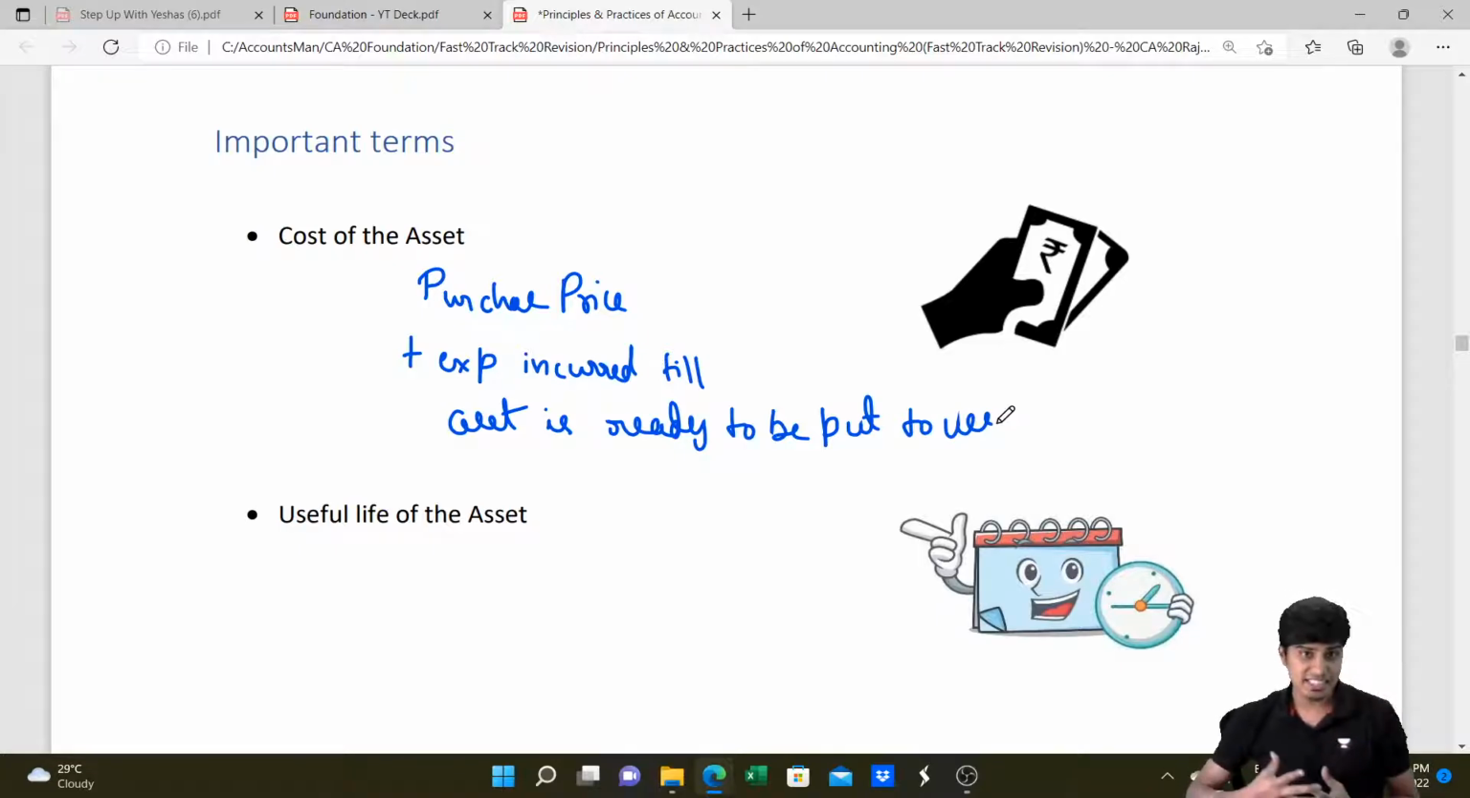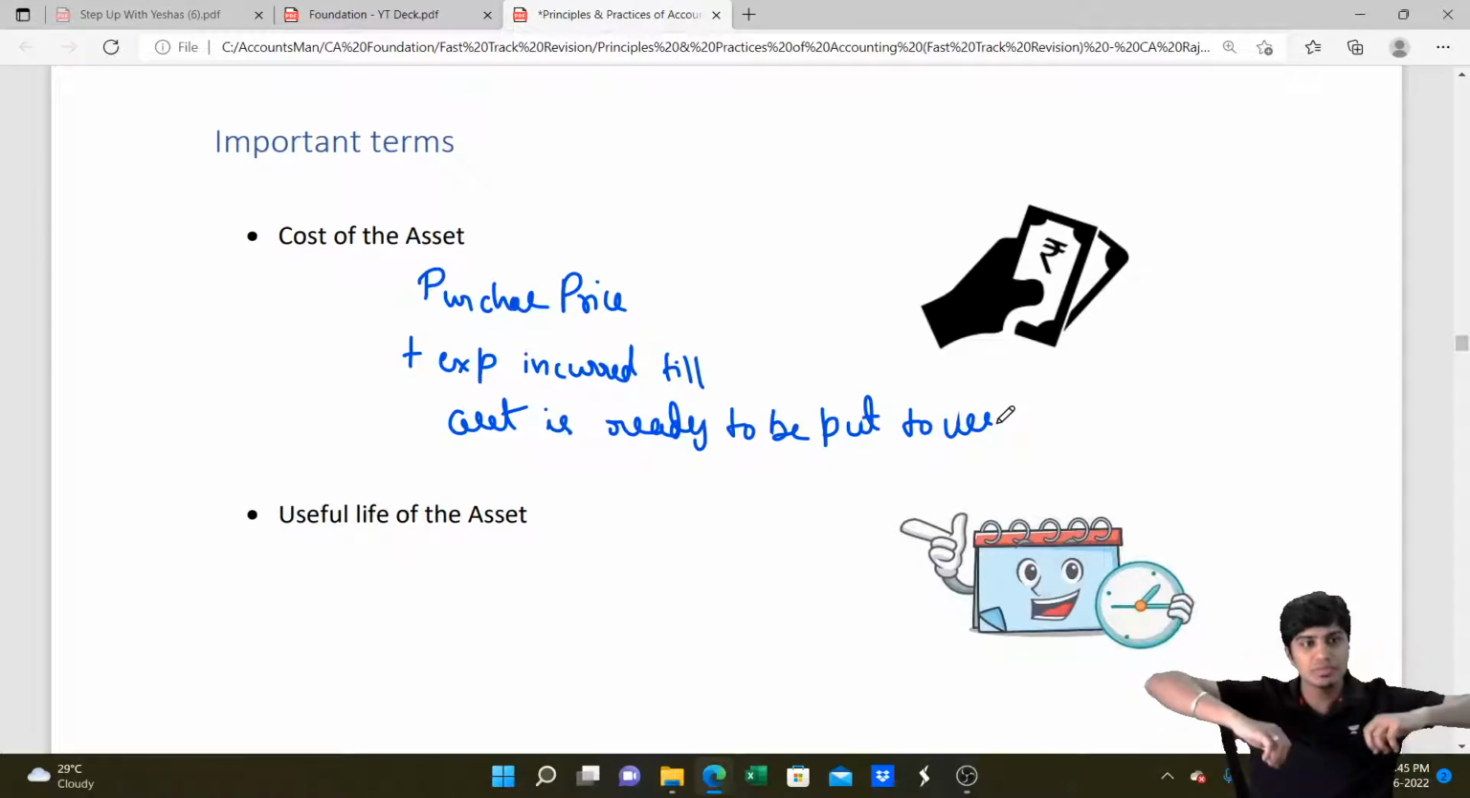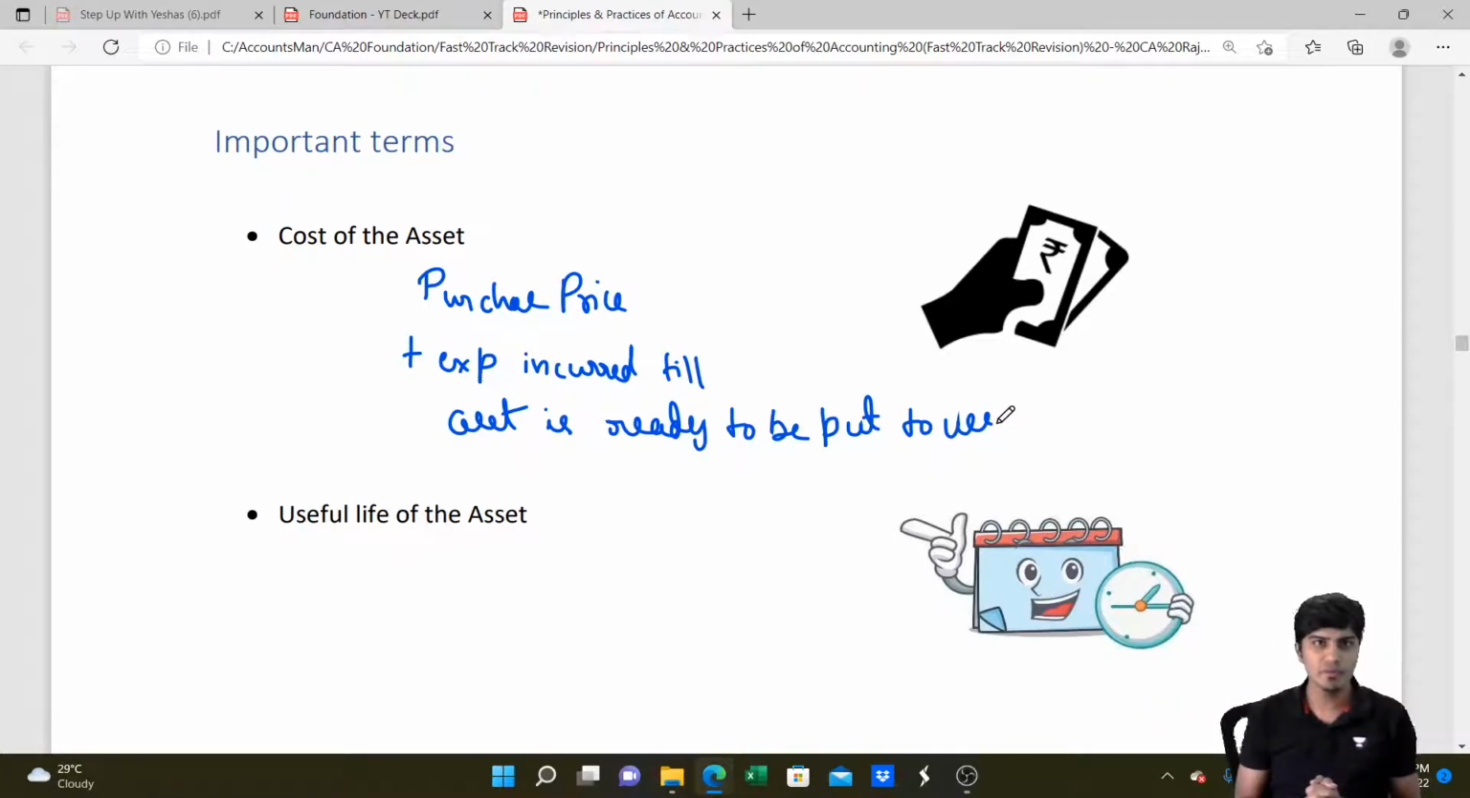If in case there are taxes paid, we need to check if the tax is refundable in nature. Is input tax credit available on such a thing? If input tax credit is available, then such tax will not be included. If input tax credit is not available, then such tax and duty will also be included. Expenses like freight inward, expenses of installation, site setup, and engineering cost, all those expenses will be included in the cost of the asset. None of them will be missed out.